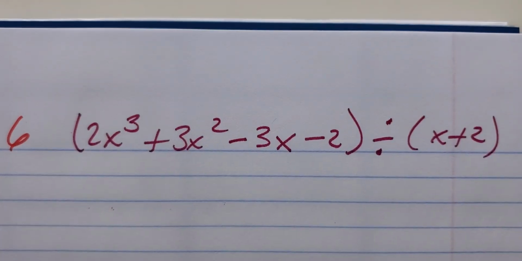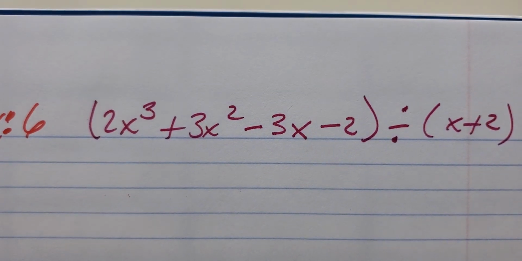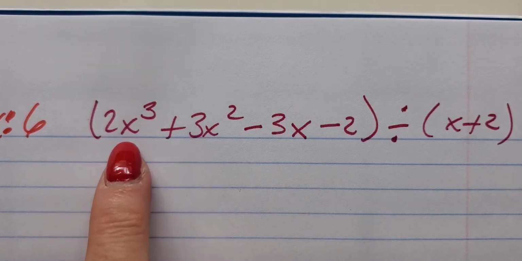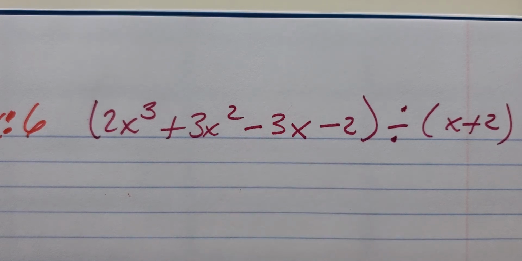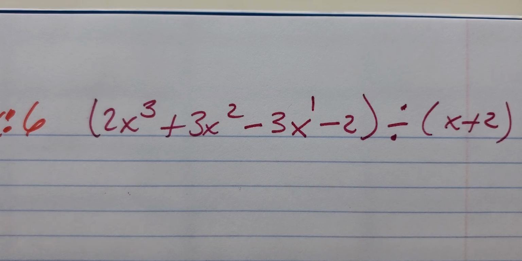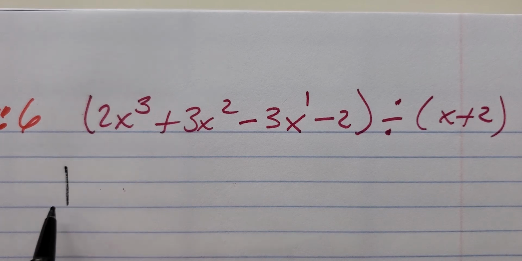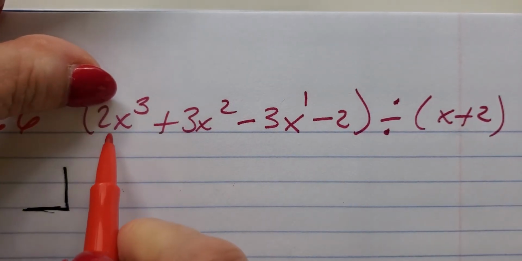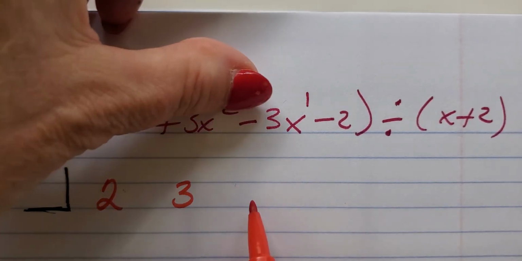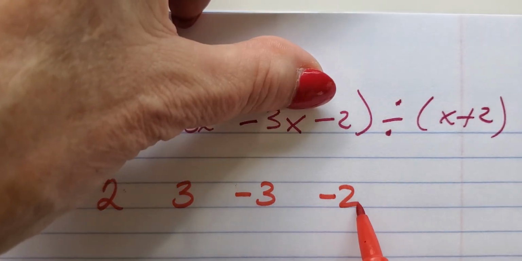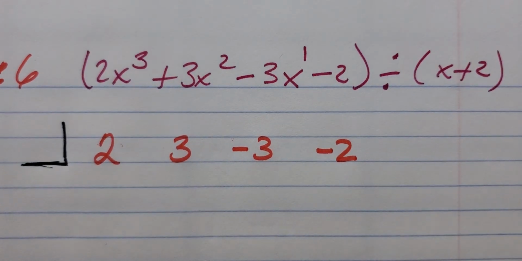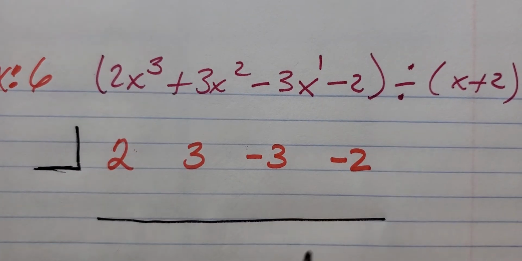Another one. Next one. I'm going to realize it goes 3, 2, 1 again. There's that understood 1. And I'm dividing by x plus 2. So I'm going to set up my division box, and I'm just going to write the numbers 2, 3, -3, -2. Then I'm going to leave a little space.